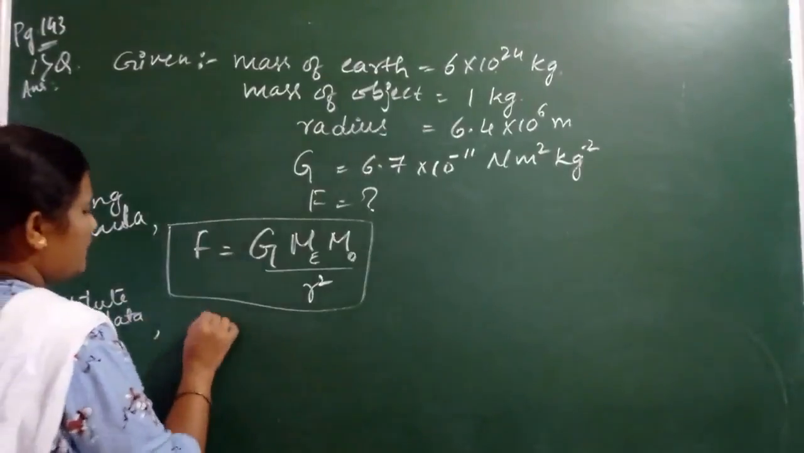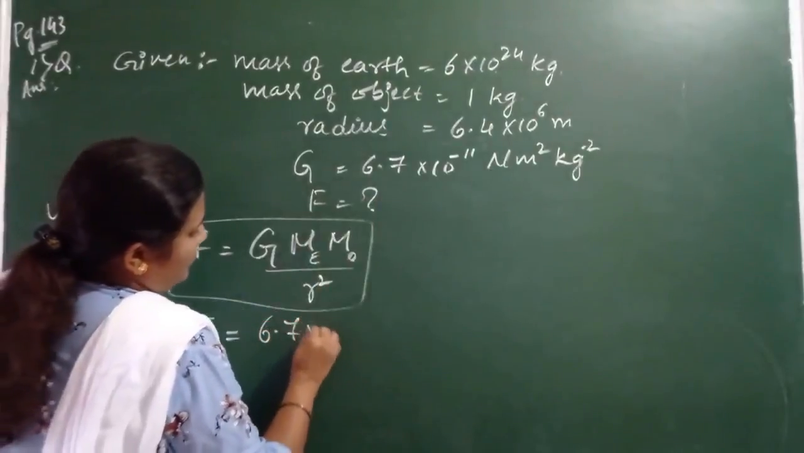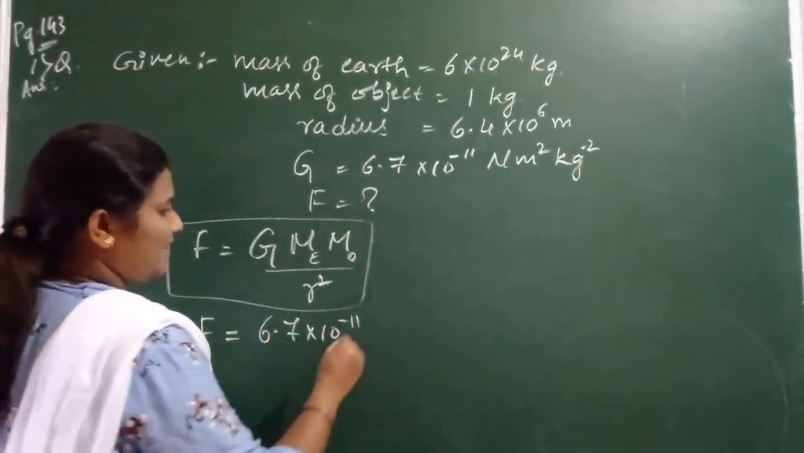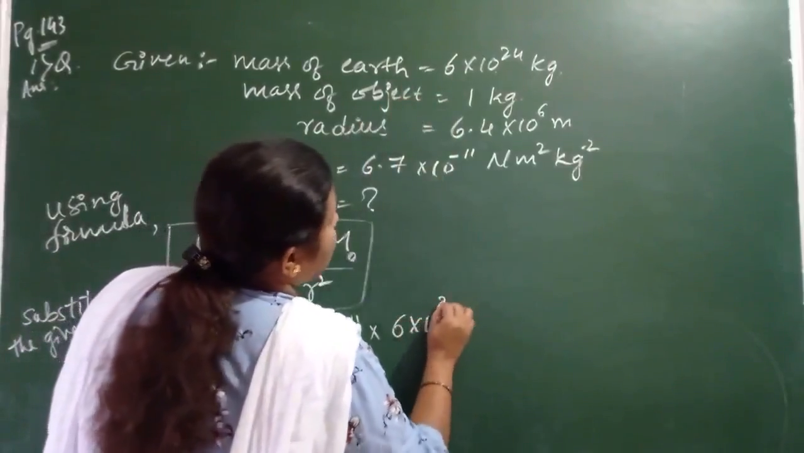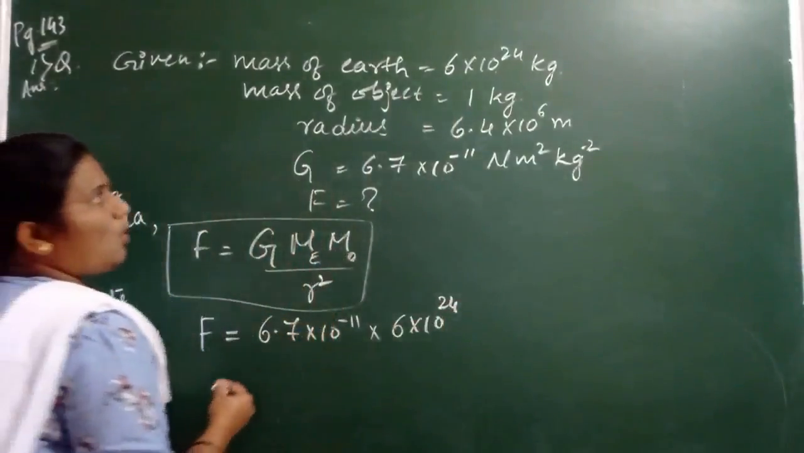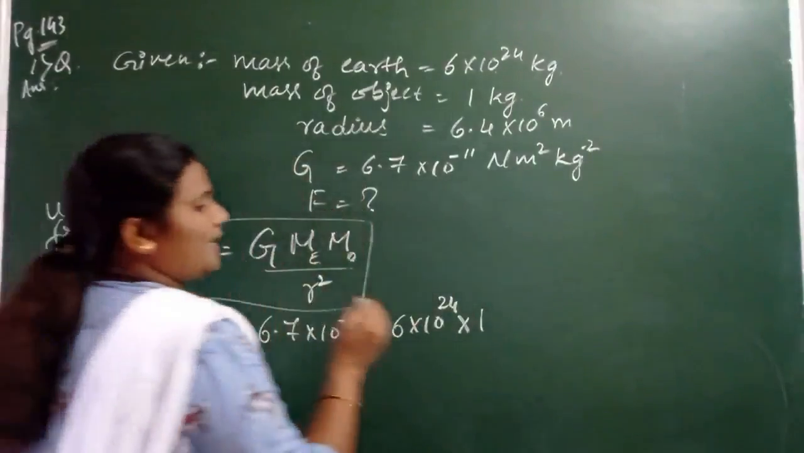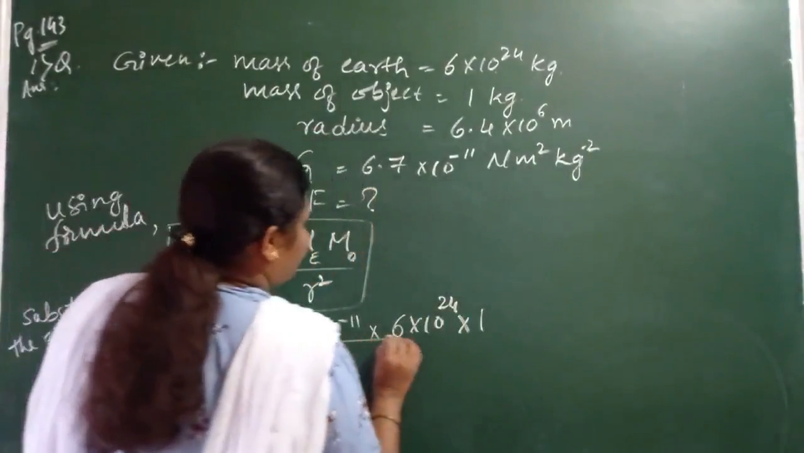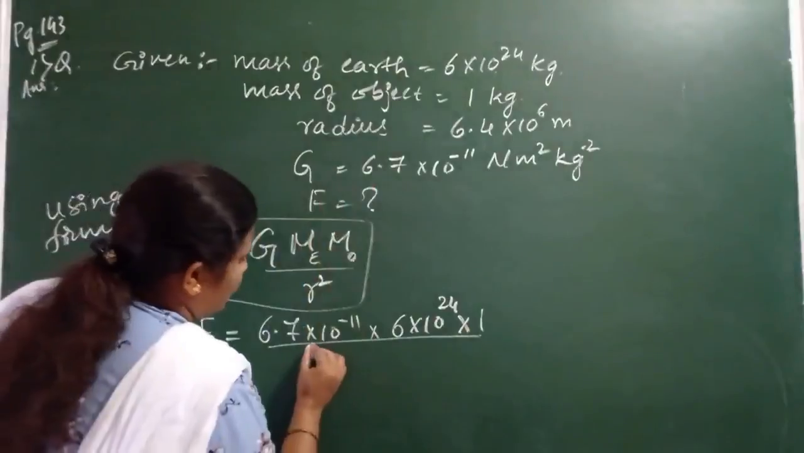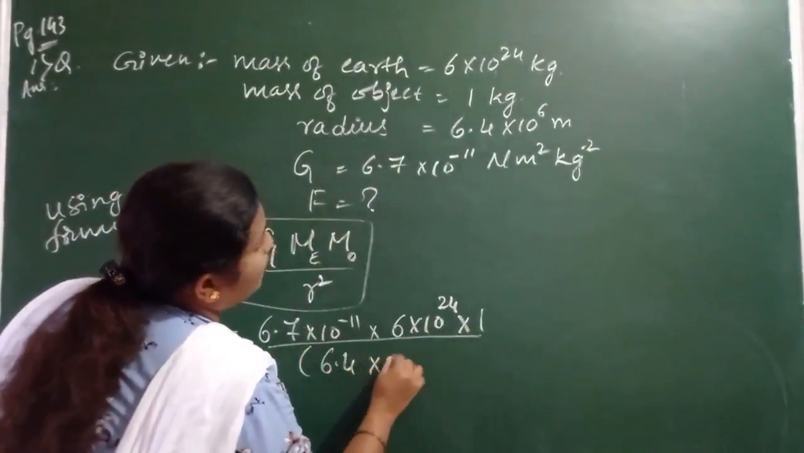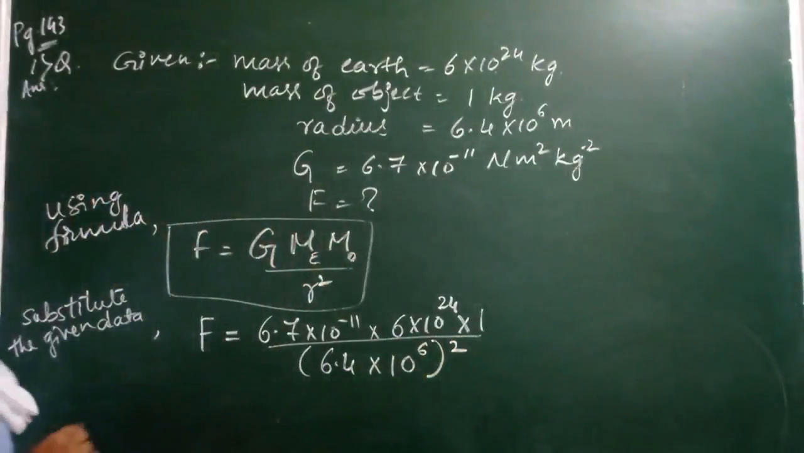So F is equal to G value, 6.7 into 10 to the power of minus 11, mass of earth, 6 into 10 to the power of 24, mass of the object, 1. No need of conversion, children. Directly they have given it in kg, so take it directly. Divided by R square, nothing but radius square, 6.4 into 10 to the power of 6 whole square. Is it correct, children? Okay.